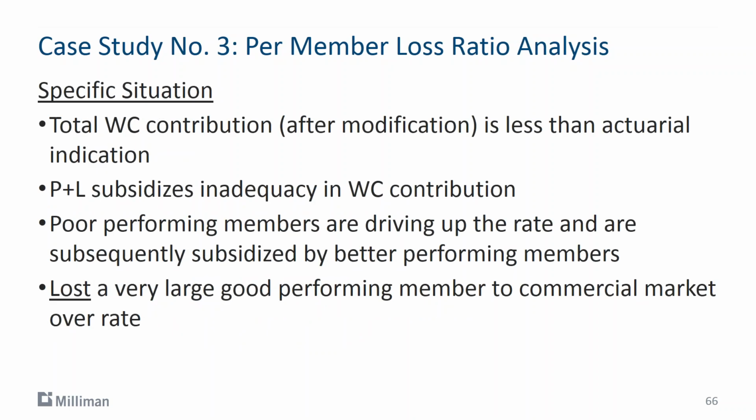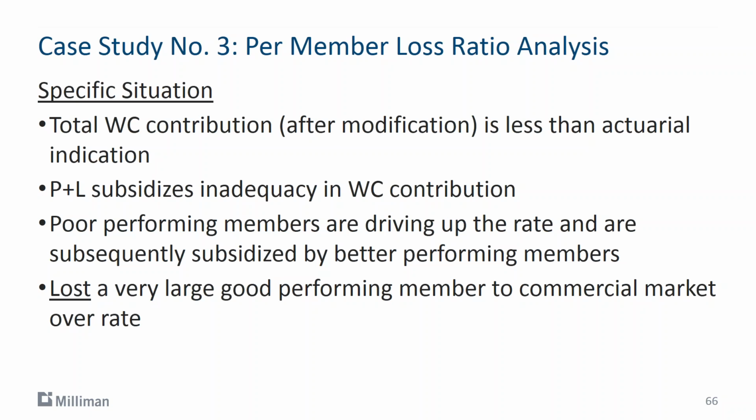Okay, so in their specific situation, their total work comp contribution is less than the actual indication. As a result, the P&L program was subsidizing the work comp program. On a combined basis, they had enough funding between the two programs, but the P&L was subsidizing the work comp. They did have some poor performing members that were driving up the rate and were being subsidized by the better performing members. As a result, they lost a very good large member to the commercial market over rate. This was a big shock for them because it was a very good member.